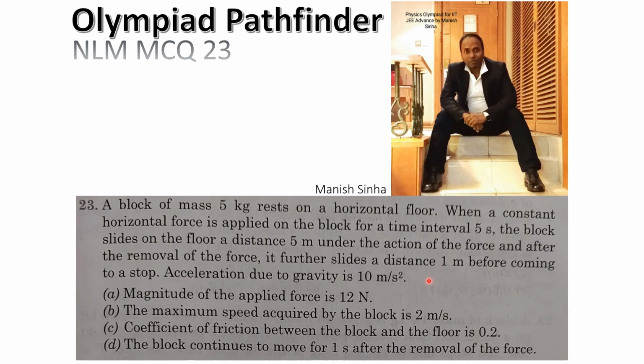So the options are: A, the magnitude of the applied force is 112 Newton. B, the maximum speed acquired by the block is 2 meters per second. C, the coefficient of friction between the block and the floor is 0.2. D, the block continues to move for 1 second after the removal of the force. So let us discuss the solution of this question.